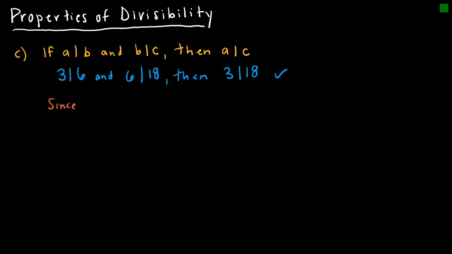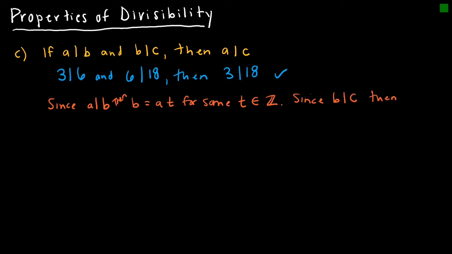So we know that since A divides B, again, we can look at that definition that says B equals AT. I should have said then, B equals AT for some T that is an integer. Again, based on that definition. Since B divides C, then C equals BS for some S that is an integer. So hopefully you can see where we're going with this.